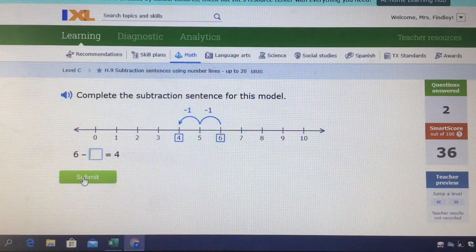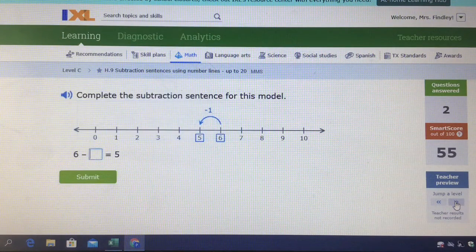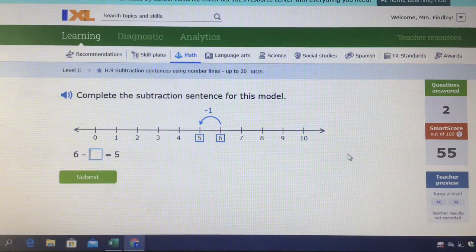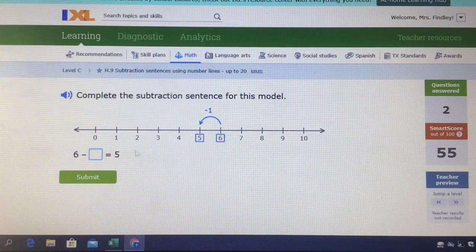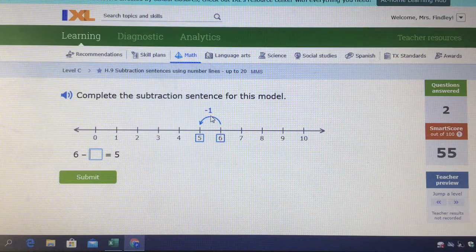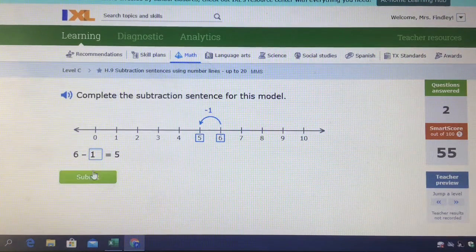It looks like we've got another level of problems, so I'm going to jump up one more and see what they look like at this next level. Complete the subtraction sentence for this model. Again, we're filling in the blank. We know that we're starting at 6, we're taking away some, and we're landing at 5. What does this jump say? It says minus 1. That's all they're taking away, so we're going to put 1 in the blank.